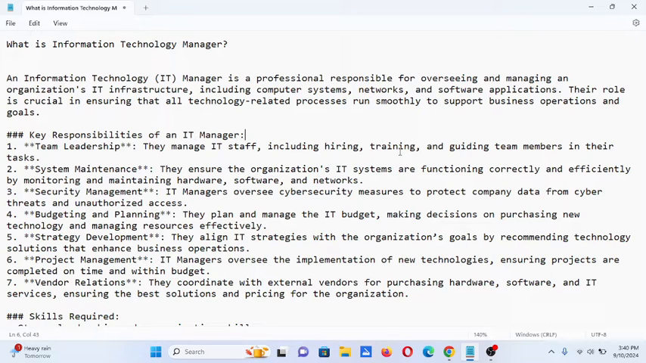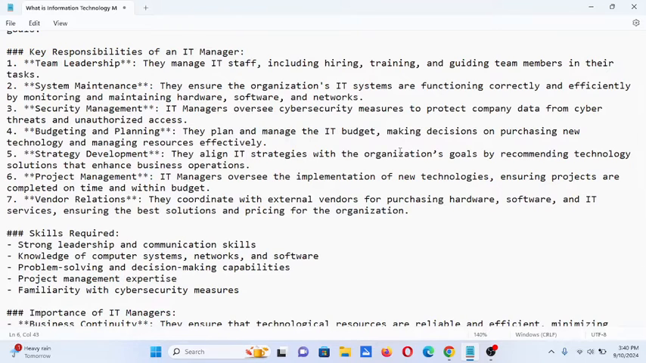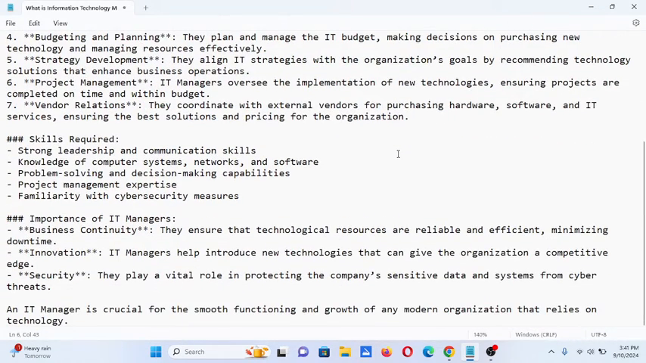Number six, project management. IT managers oversee the implementation of new technologies, ensuring projects are completed on time and within budget. Number seven, vendor relations. They coordinate with external vendors for purchasing hardware, software, and IT services, ensuring the best solutions and pricing for the organizations. So let us proceed with skills required.